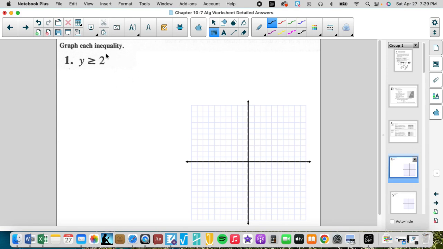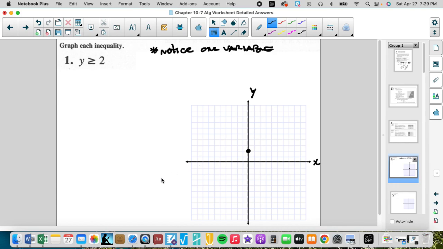All right, this is going to be a linear line. First of all, we should notice there is one variable, and that variable is y. So we're going to cross the y-axis. This is our x-axis, our y-axis. We're going to cross the y-axis at 2, and it's equal, so we can close the dot.